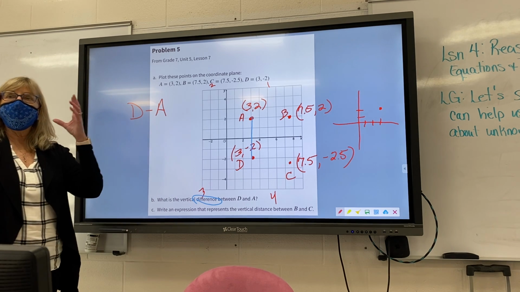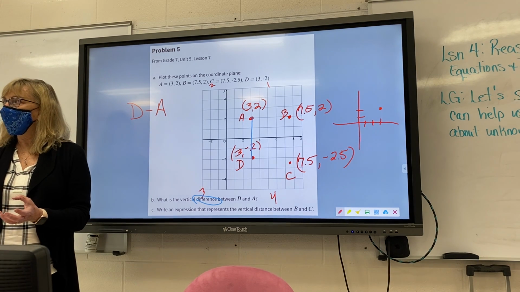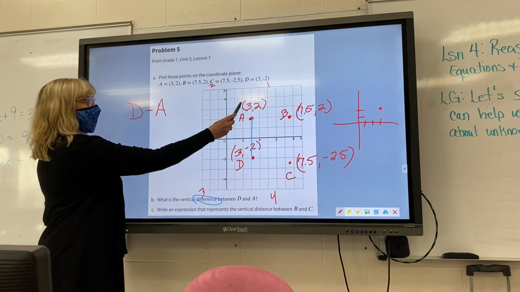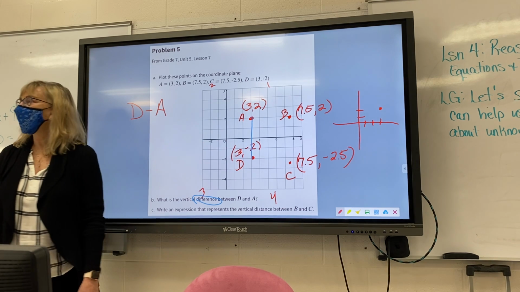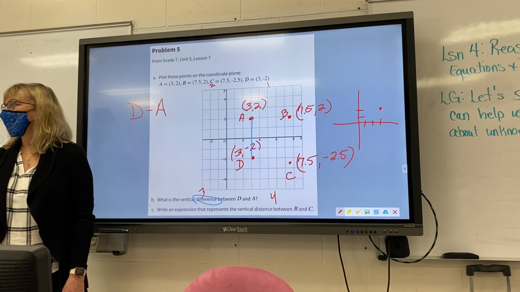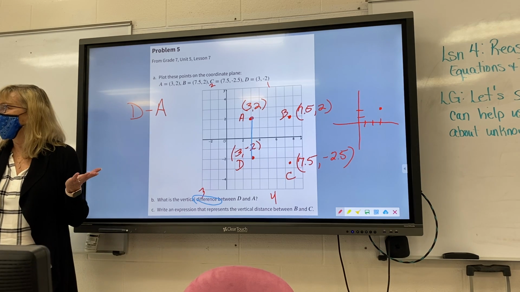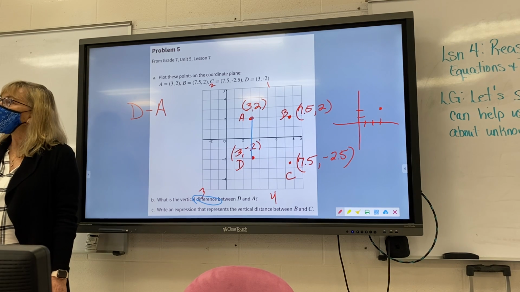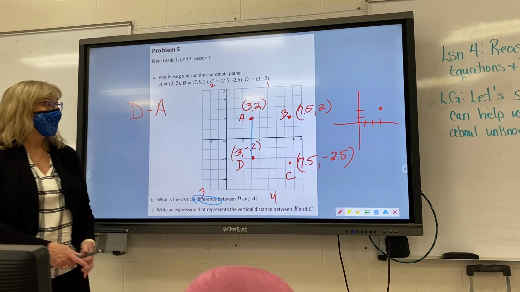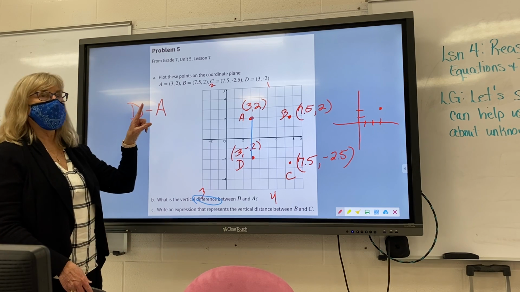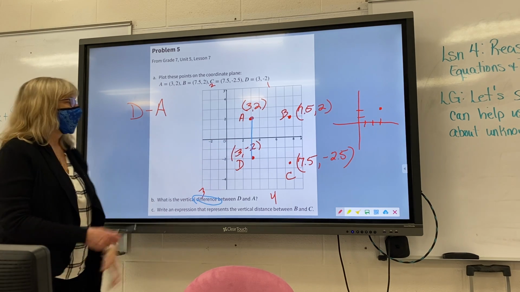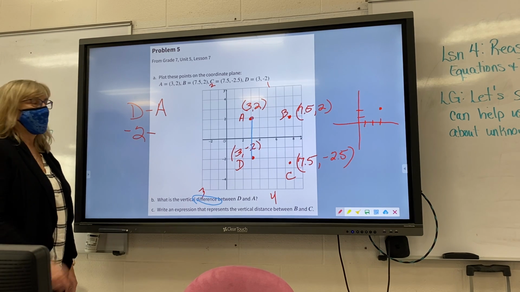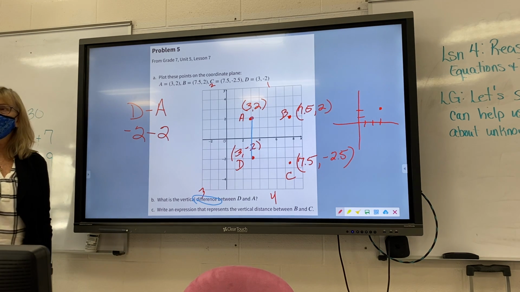Are we going to be subtracting the X coordinate or the Y coordinate? Well, look at them. What are their X coordinates? They're the same thing. That would give us 0. We know that's not true, right? So we're talking the Y. And remember, vertical is the Y axis, right? Okay, so we need D. What is the value of Y in D? Negative 2 minus, what's the value in A? 2. So what is the answer?